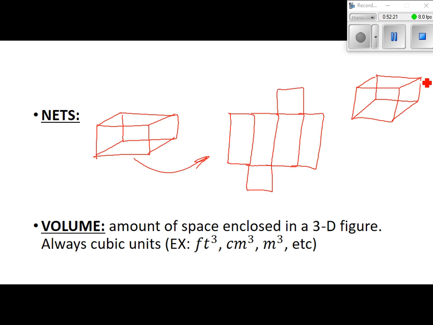If you're dealing with volume, your units, instead of square units, are cubic units. Because now what you're trying to do, I don't have anything up here, but if I had a box up here, what we'd be doing is seeing how many of these little cubes it takes to fill up that box. That's what we're looking at, and that's why it's cubic units.